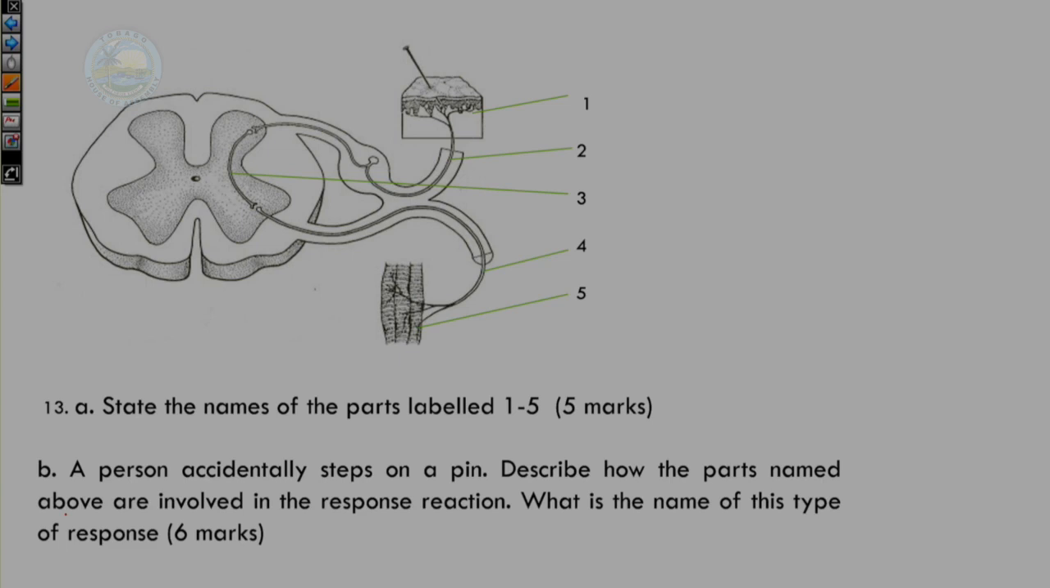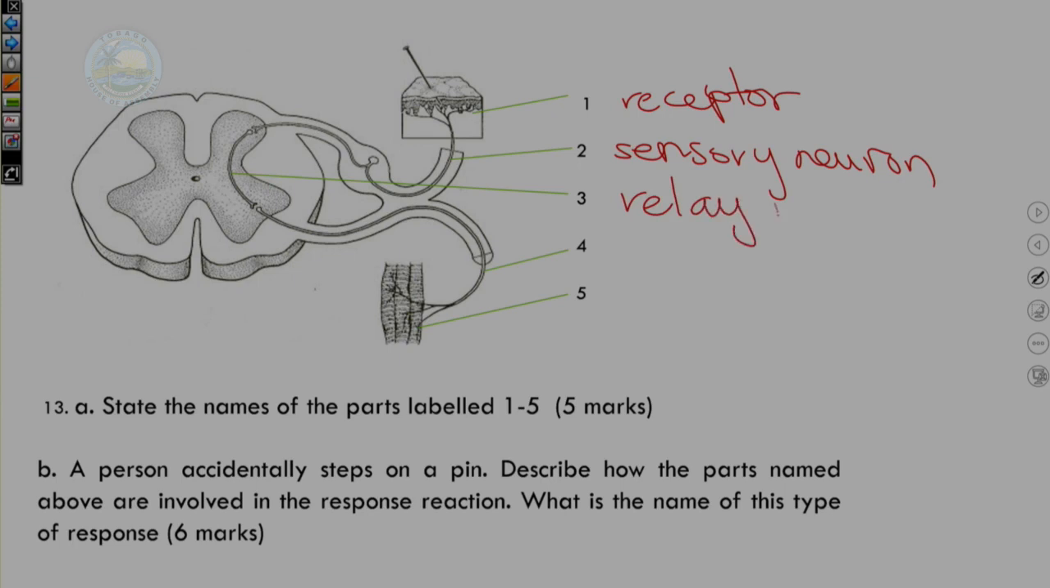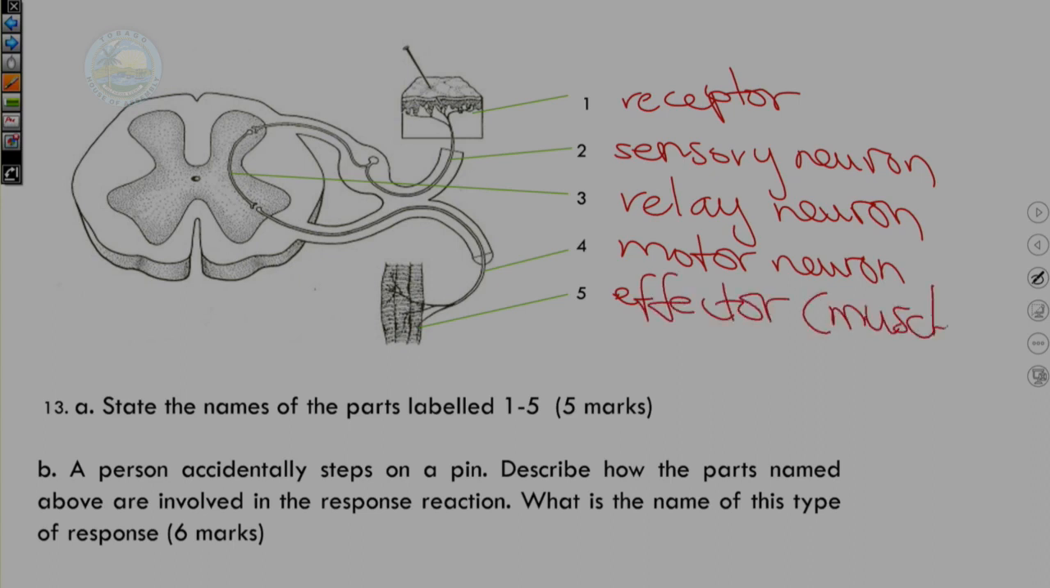So of course here you would have your receptor. Your receptor is going to pass the information to your sensory neuron, which will pass the information to your relay neuron, and then on to your motor neuron, which will stimulate, in this case, your effector. It's a muscle in this example.